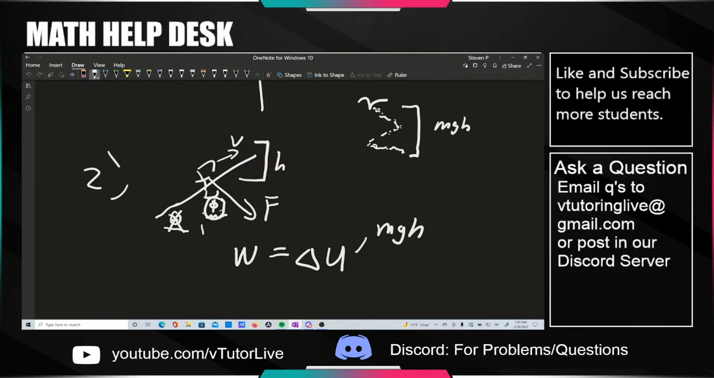Sorry, let me double think about this one for a moment. Yeah, sorry, I'm just worried a little bit about whether we need to include the force of gravity in this at all. No, I think this should be fine, right?